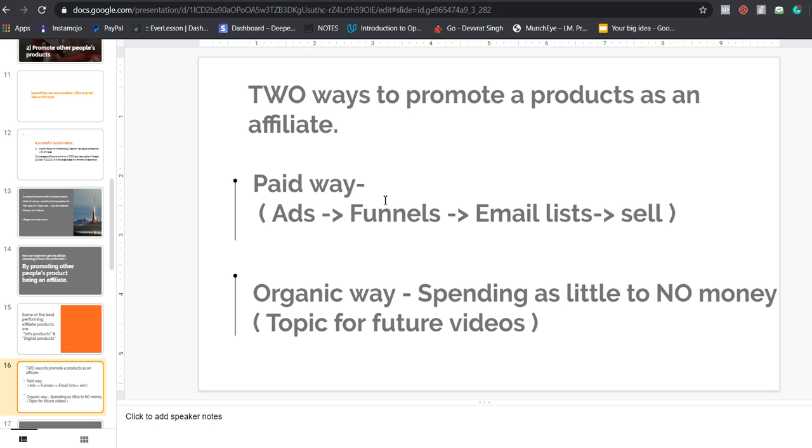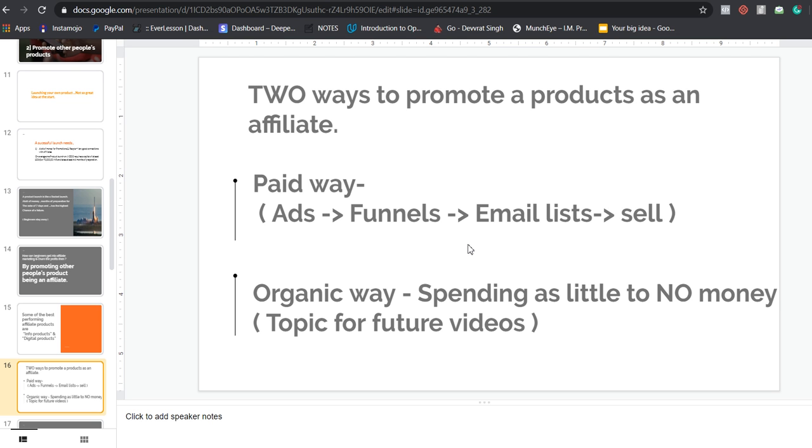Now this is a paid way, and as I told you, it requires a lot of money if you're doing a product launch. But if you're promoting other people's product, let's say mine, my product is $100, and you're promoting to people from the USA, and let's say you run ads for $50. I'm not saying most will buy, but there are certain chances that they might buy.